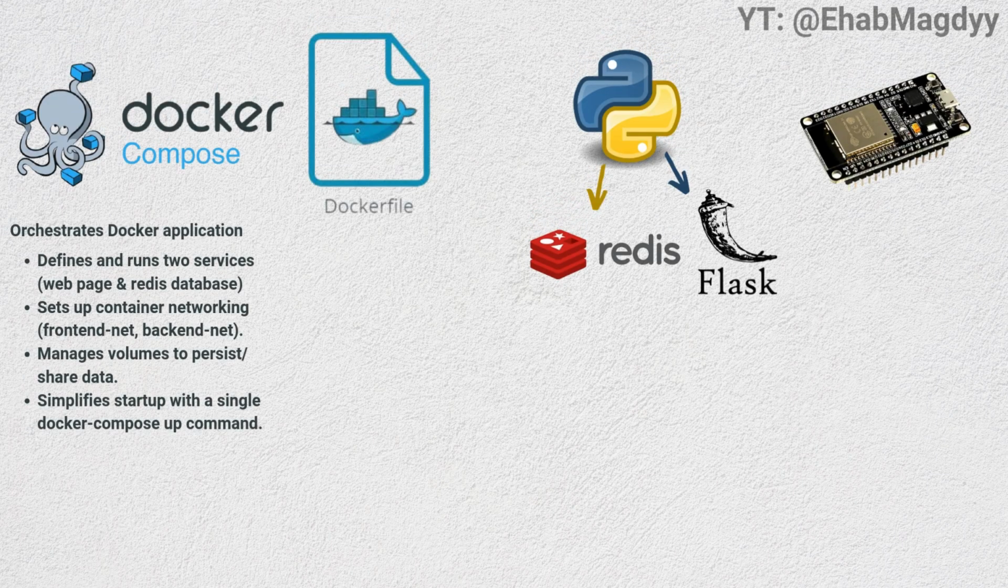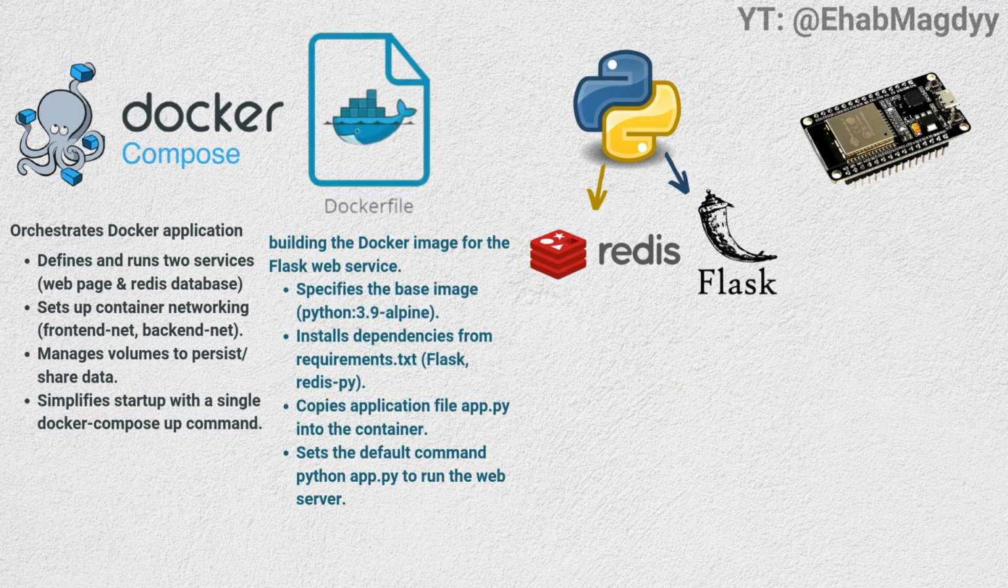Docker Compose orchestrates Docker applications. It does the following in our project: defines and runs two services, the web page and the Redis database. Sets up container networking, front-end net and back-end net. Manages volumes to persist and share data. Simplifies startup with a single docker compose up command.